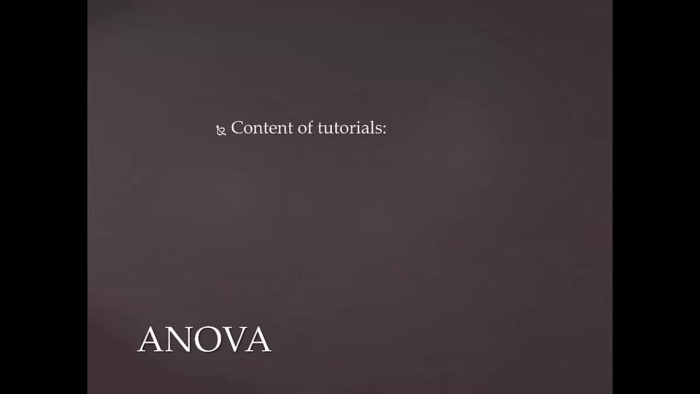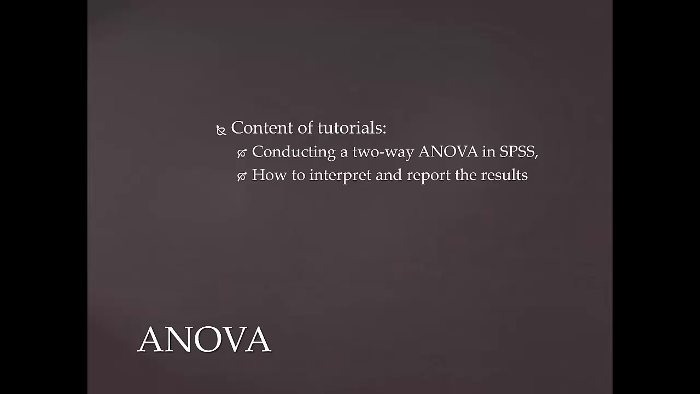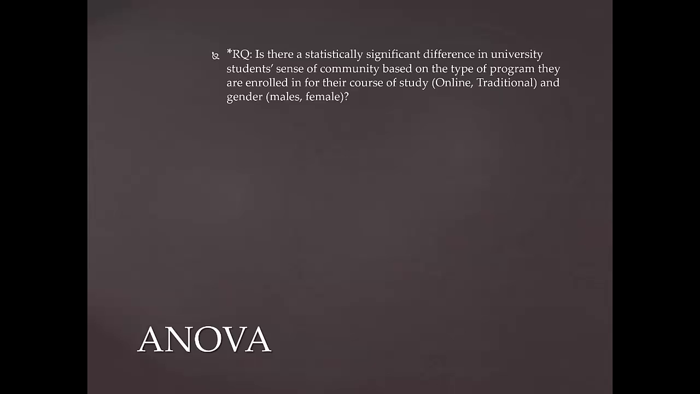Now, let's talk about what this set of tutorials is going to overview. In this set of tutorials, I am going to guide you step by step through the process of conducting a two-way ANOVA in SPSS, then how to interpret and report the results. We're also going to cover assumption testing. We're going to be examining the following research problem. Let's first look at the question we're going to examine: is there a statistically significant difference in university students' sense of community based on the type of program in which they are enrolled, as well as their gender?